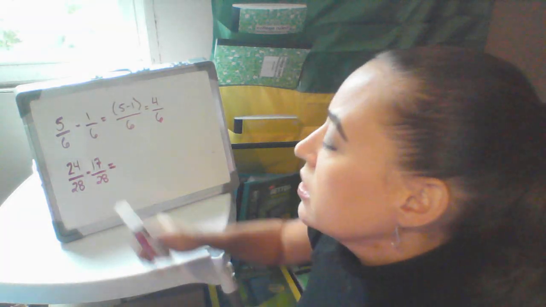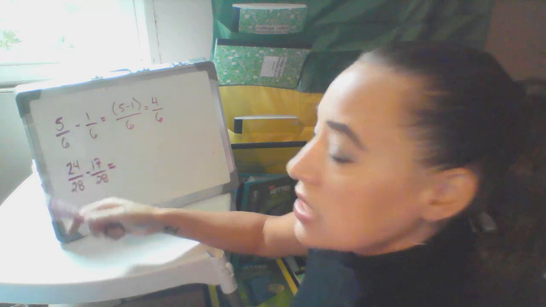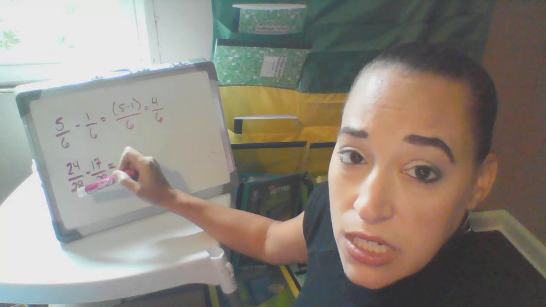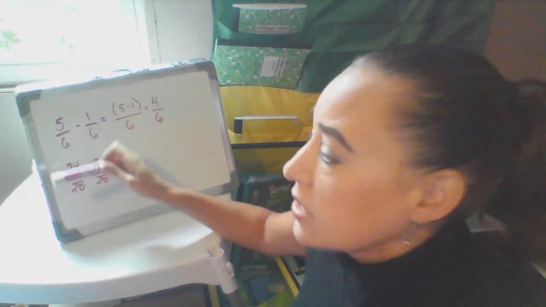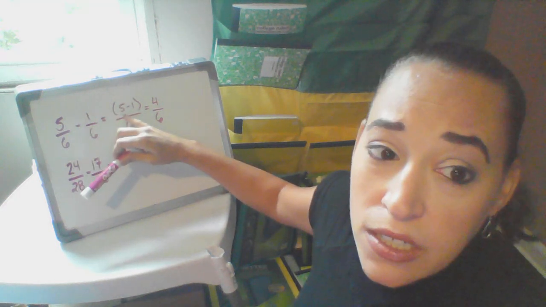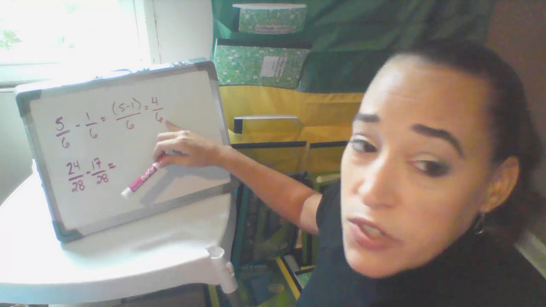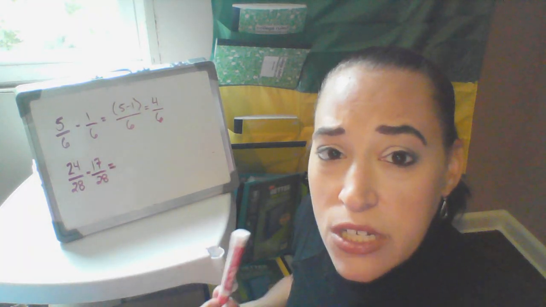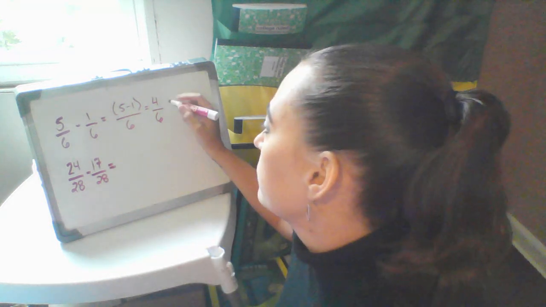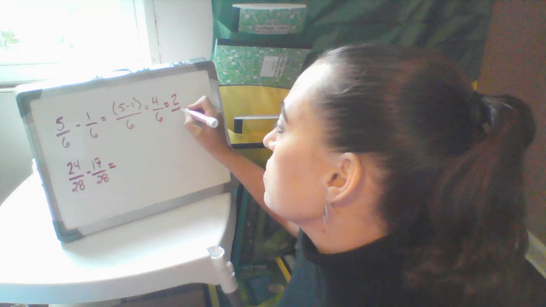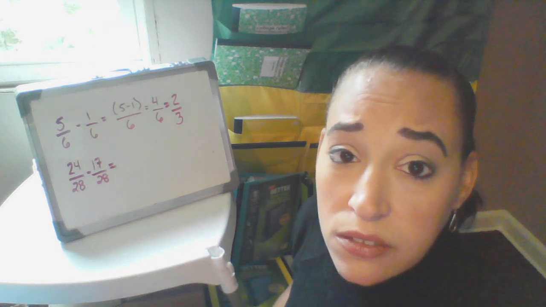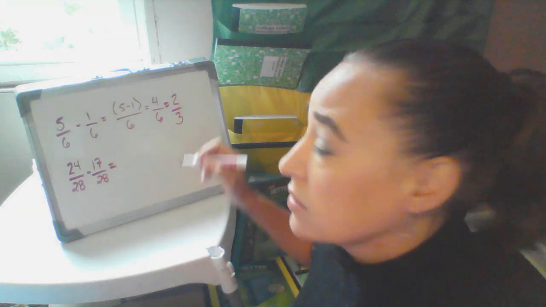So we'll try a couple more. I have 5/6 minus 1/6. Step one, again, is to make sure that you have a common denominator. We do, they're both over 6. Step two, you subtract your numerators. So you're doing 5 minus 1, which equals 4. So now you have 4 over 6. You know you can simplify that because they're both even numbers, so they're both divisible by 2. 2 goes into 4 twice, 2 goes into 6 three times. That's it, you're done. There's nothing else you can do with that. That's your final answer.